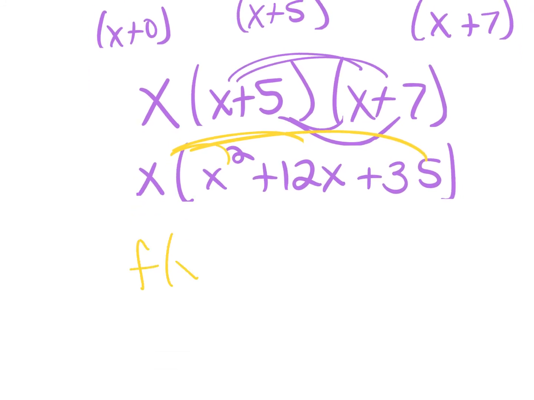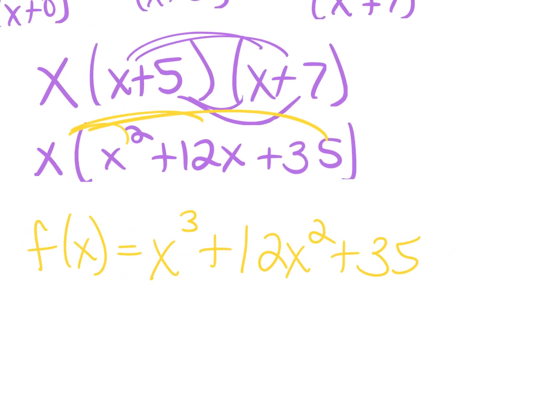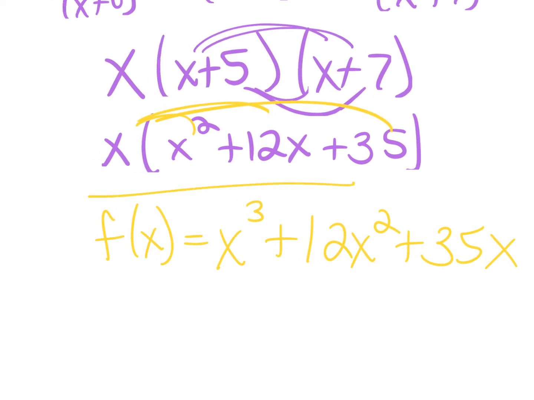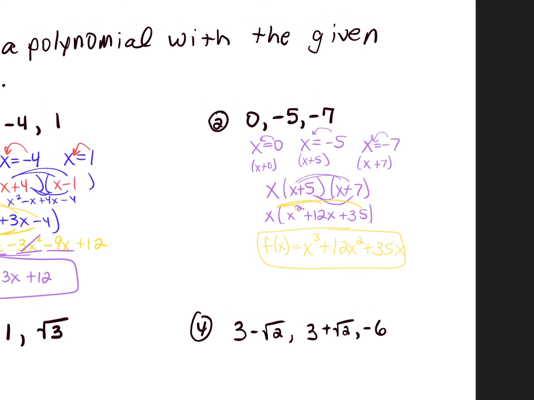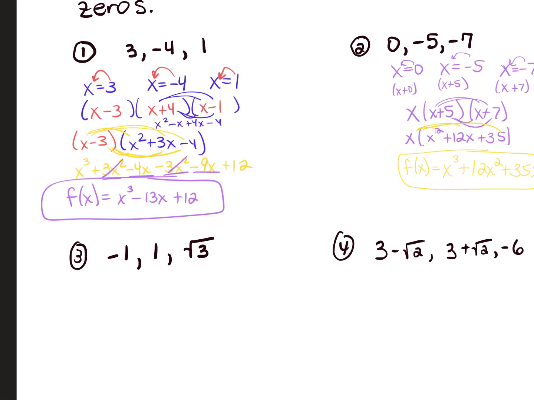So now take that x and distribute it in. I have f of x, g of x, h of x, doesn't matter, equals x cubed plus what? 12x squared plus 35x. Perfect. So all you're doing is just going backwards. I give you the zeros, you're going backwards. Nothing really changes if you have roots, not a big deal. Is the square root of 3 a number? Yeah. Is it a beautiful number? No.